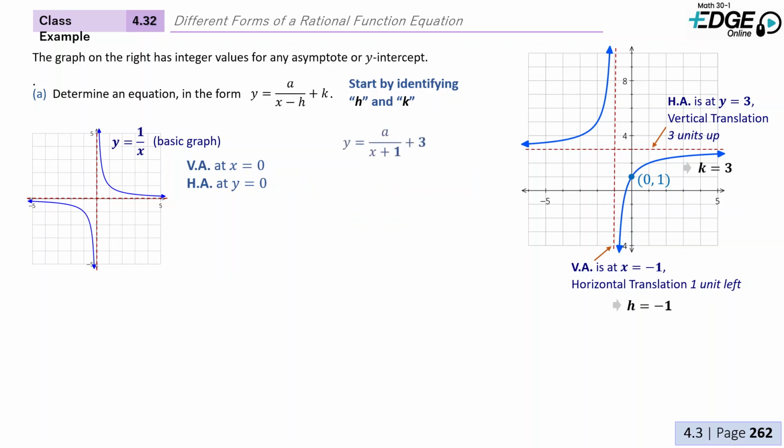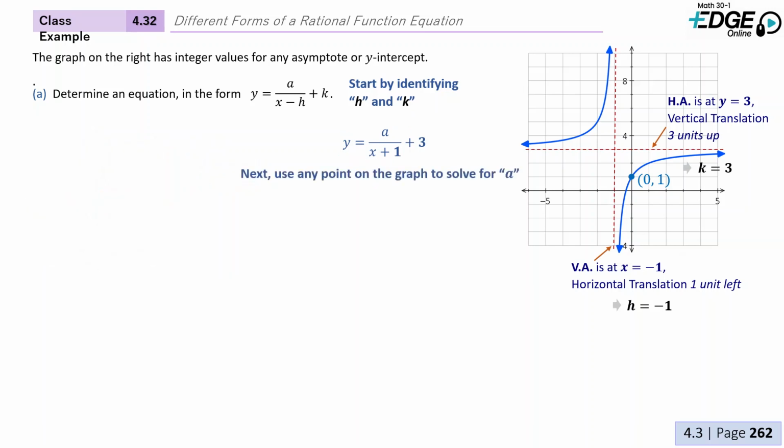Now, we're pretty much there. We just don't know what a is. Well, it would sure be nice if we could throw in some numbers for x and y and then solve for a. So that's what we'll do. We'll use any point on the graph to solve for a. Now, y-intercepts are typically nice if you can see them, but any point would work.